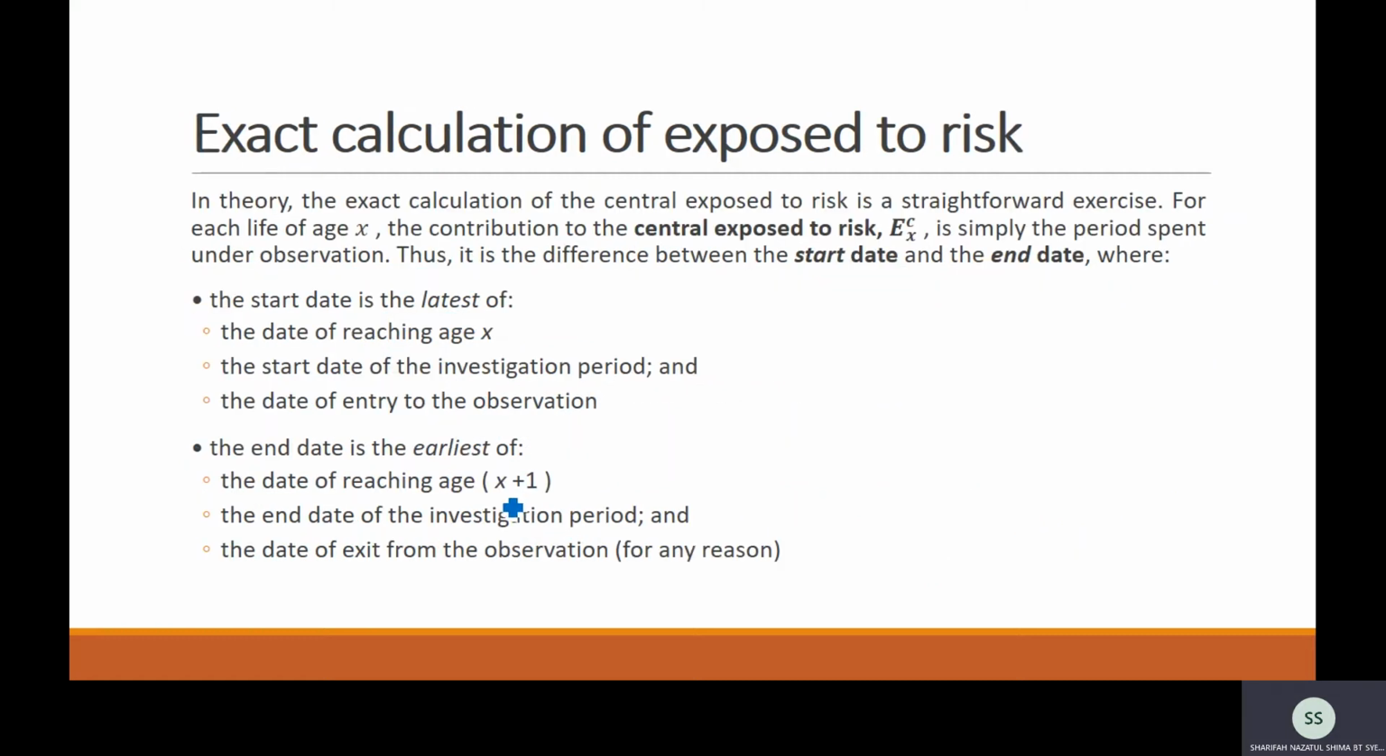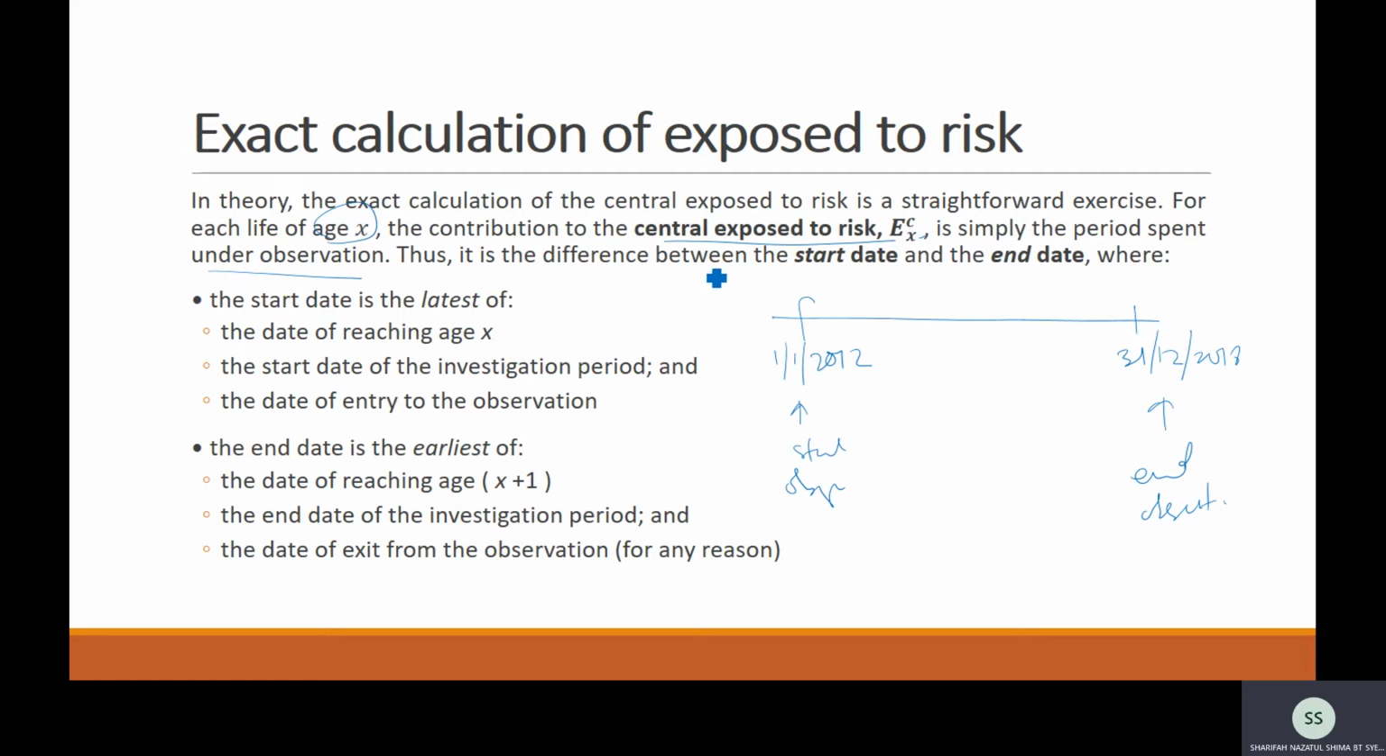This is the exact calculation of exposed to risk. For each life of age x, the contribution to the central exposed to risk is simply the period spent under observation. For example, on this timeline, the start of the observation is 1st January 2012, and the end of the observation is 31st December 2018.